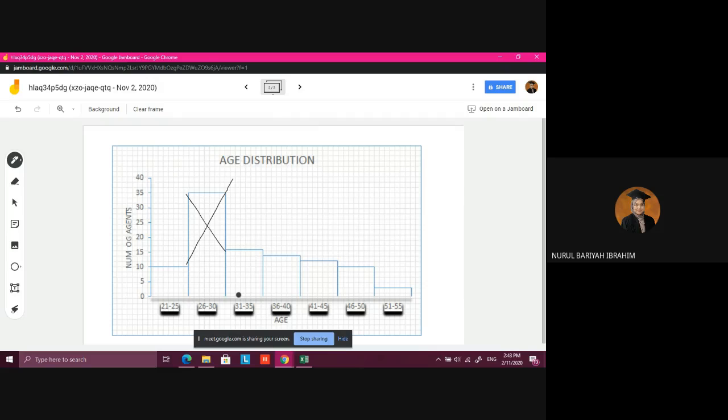So macam mana nak cari mode? Nak cari mode, you kena lukiskan garisan di antara the highest bar. Okay, the highest bar, which is the bar that containing the mode, and then you buat cross di antara sini dan di sini. Bukannya daripada hujung ni ke hujung ni. Okay. Sehingga sini saja. Sebelah sini.